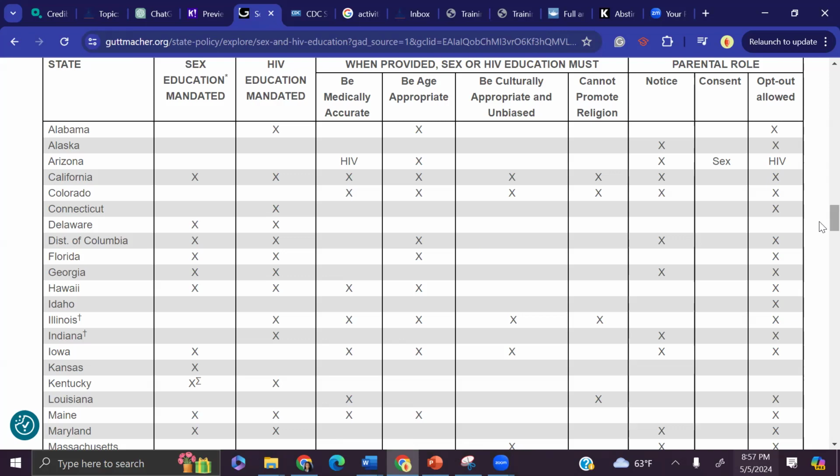Yeah. And then you look at Indiana and Illinois and Idaho, and sex education is not mandated at all. Illinois has the most requirements: it has to be medically accurate, it has to be age appropriate, all those positive things, but for some reason sex education is not mandated there. Right, but then the parents don't have to get notice and they don't have to give consent. So it's actually really confusing. Only HIV is mandated. That's very interesting.